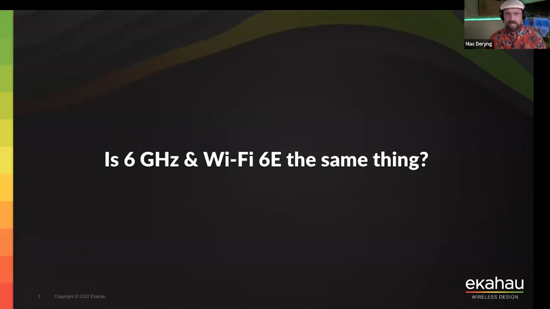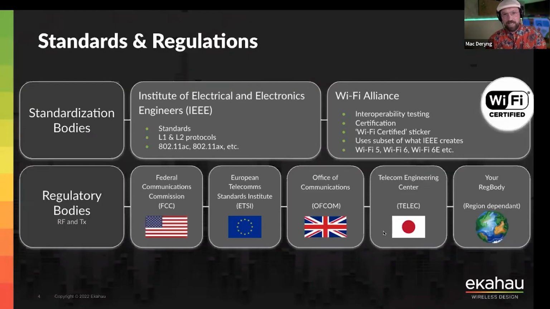6 gigahertz is a frequency band like 2.4 or 5, just higher frequency. And Wi-Fi 6E is IEEE 802.11ax in the 6 gigahertz band. Today the newest is Wi-Fi 6E, latest and greatest, but a few years from now it will be Wi-Fi 7, still in the 6 gigahertz band. So it won't be 6 and 6, it will be 6 and 7. I hope this clarifies things a little bit. So let's move to the next slide. This should be clarifying things even more.